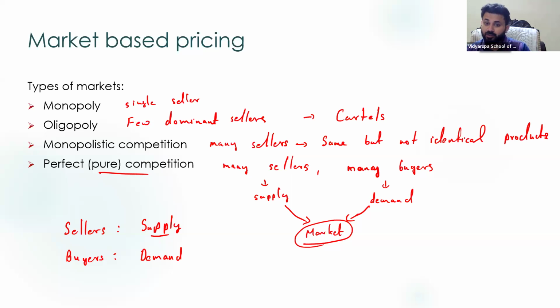Now, what do you mean by this? So there are many sellers, which means no one party can control the pricing. The supply is not controlled by a single seller. However, they're not selling the same item. Sorry, even though they are selling the same item, it's not identical. Classic example I can give: mobile phones.